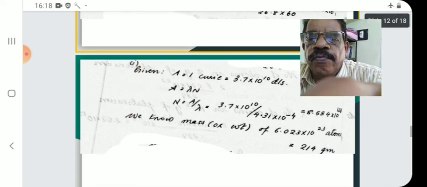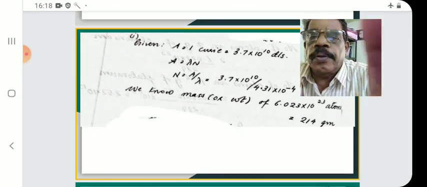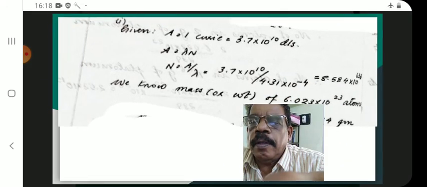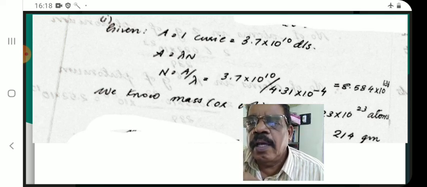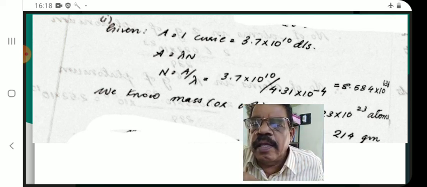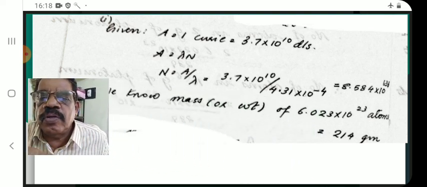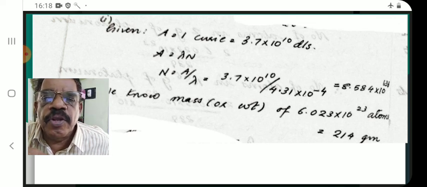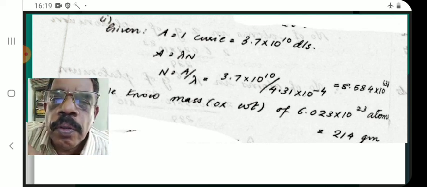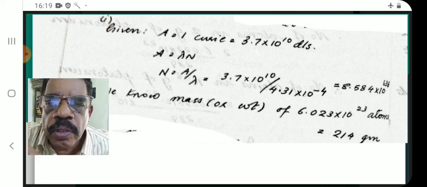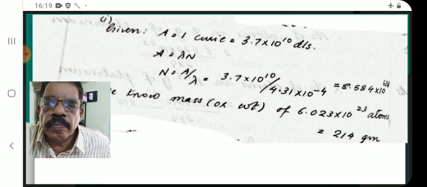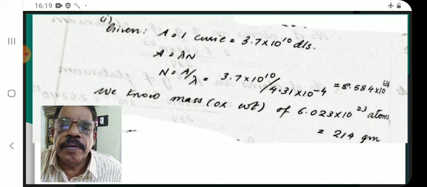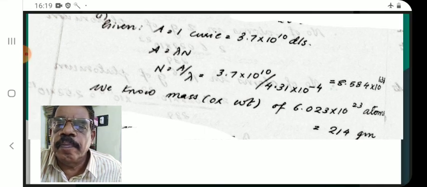Minus 4. 4.31 into 10 raised to minus 4. Given A is 1 curie, 3.7 into 10 raised to 10 disintegrations per second. A is lambda into N, so N is A by lambda, 3.7 into 10 raised to 10 by 4.31 into 10 raised to minus 4, which is 8.58 into 10 raised to a power which is not very clear. That you calculate, that step will come.